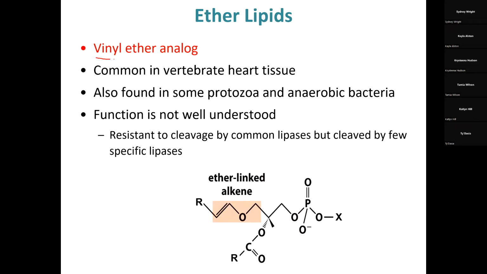Vinyl refers to the double bonds. Vinyl is an old chemist word for double bond. We don't really use that anymore. We say alkene instead. Sometimes they're called olefins too. Old chemists might refer to alkenes as olefins, but vinyl just refers to the double bonds.